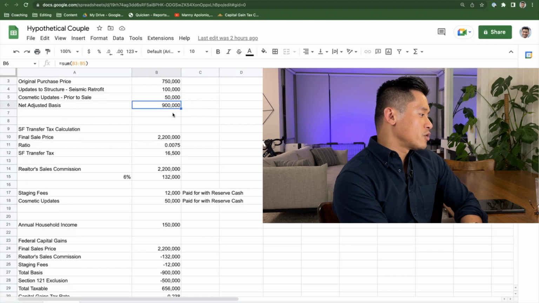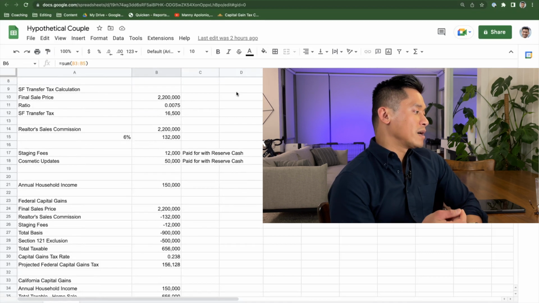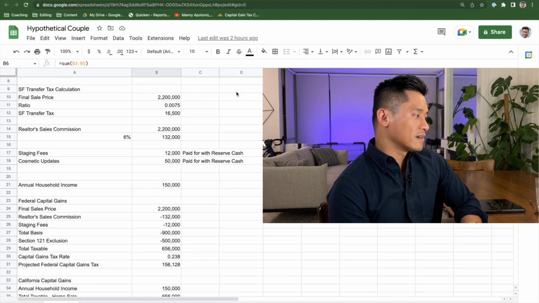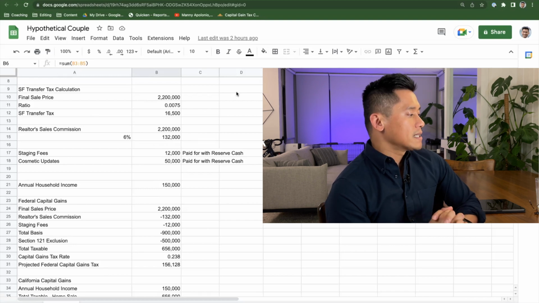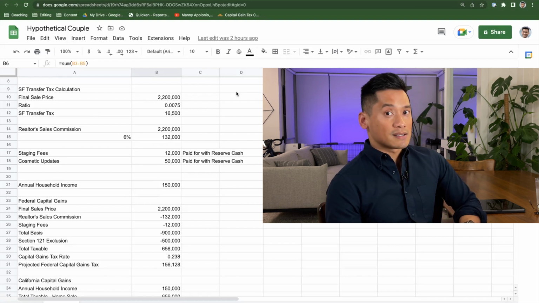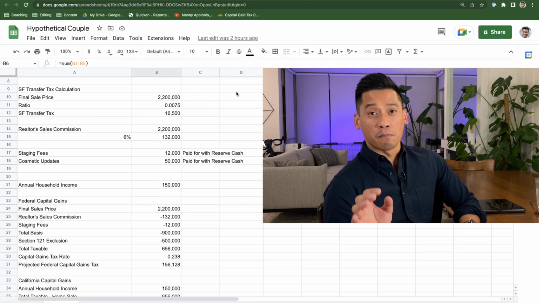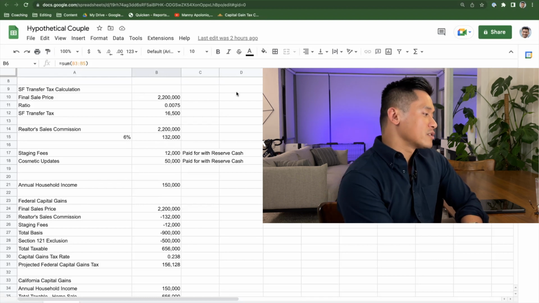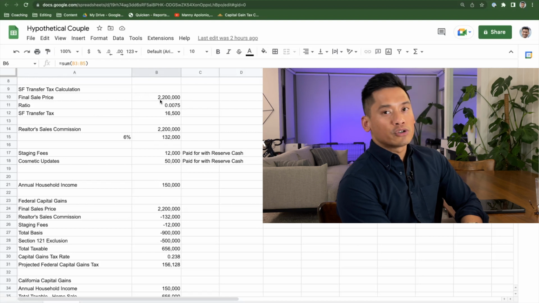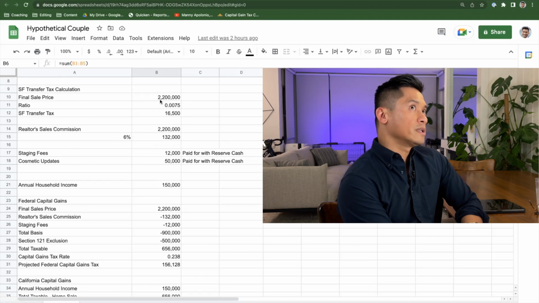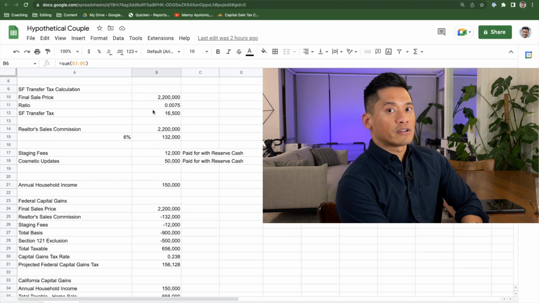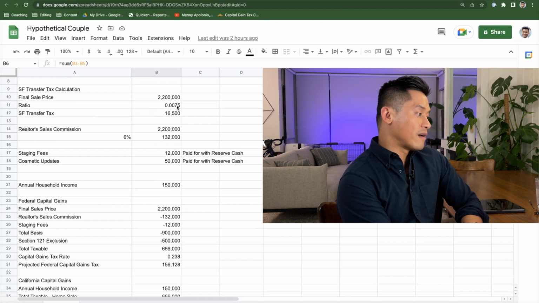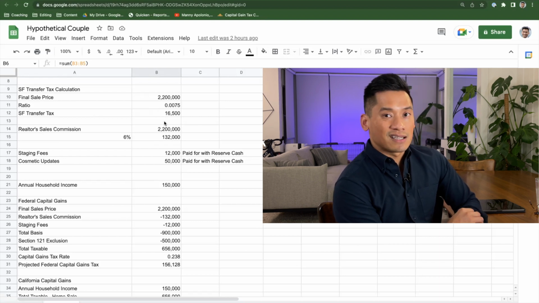Okay, next part: in San Francisco, we have this really funky thing called a transfer tax, and it's based on the sale price. I told you earlier that we're going to go with the best estimate, and we'll do that here too, just so we have an idea of what to expect. For a $2.2 million home, I think they pay $3.75 for every $500,000 of the sale, which when you do the math is 0.0075. So that means the transfer tax is going to be $16,500.